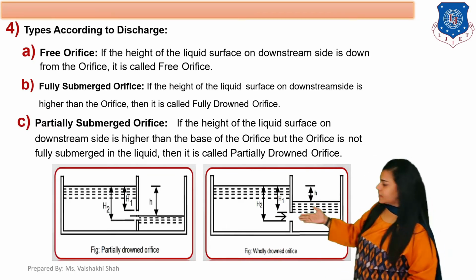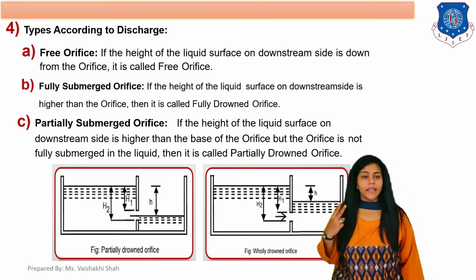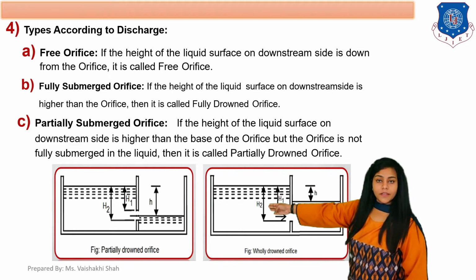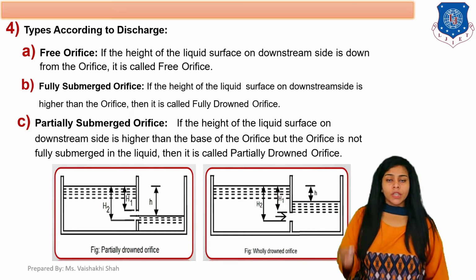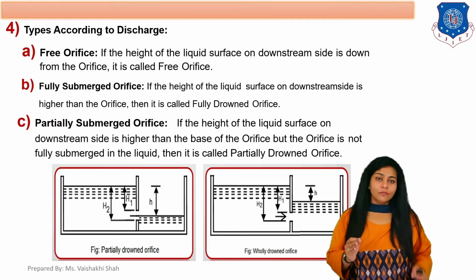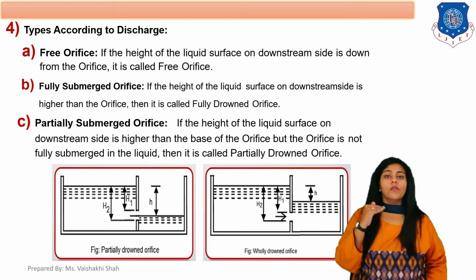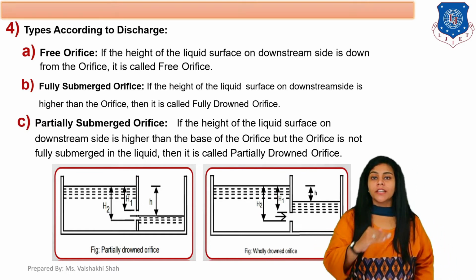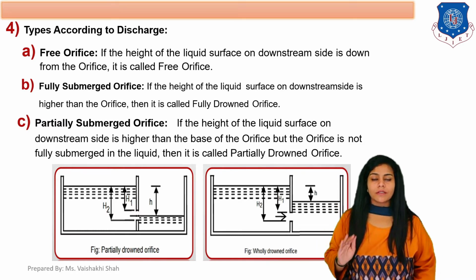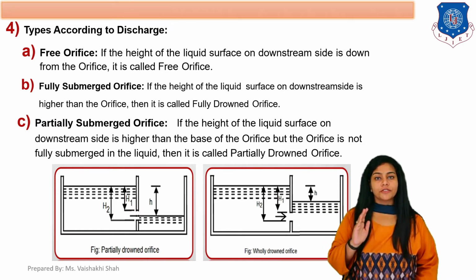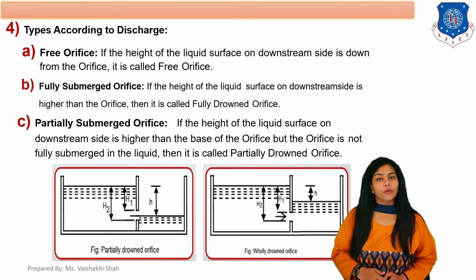So, as you can see in this figure, partially submerged orifice, there are two containers here. Now, container number 1 and container number 2, the water level in the downstream side of the orifice is partially filled and partially empty. So, this is called a partially submerged orifice. Clear? So, these are the types of orifice.